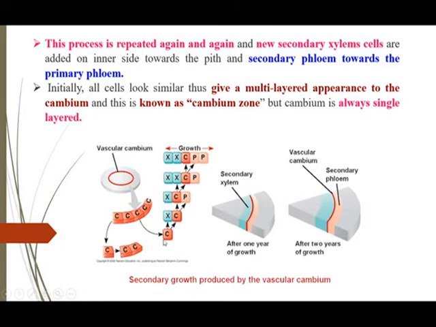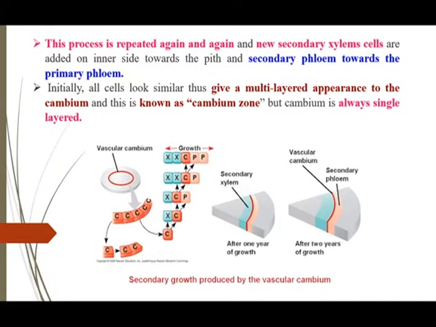divide periclinally, leading to formation of two daughter cells, and one of them gets differentiated into secondary xylem. The other cell again divides, leading to formation of two cells again, and one of them then differentiates into secondary phloem. The meristematic fusiform cells repeat this process again and again, leading to formation of secondary xylem toward the pith and secondary phloem toward the epidermis.